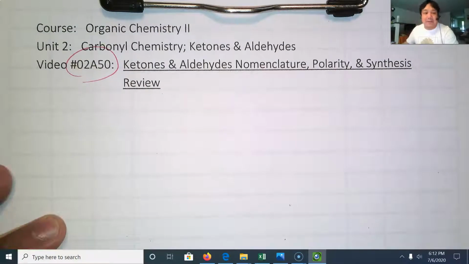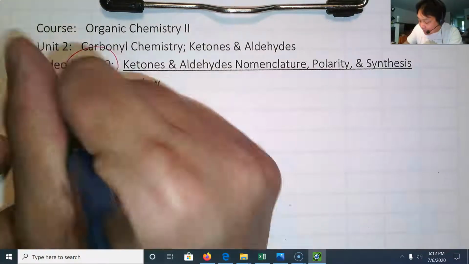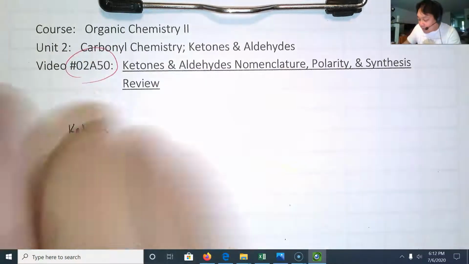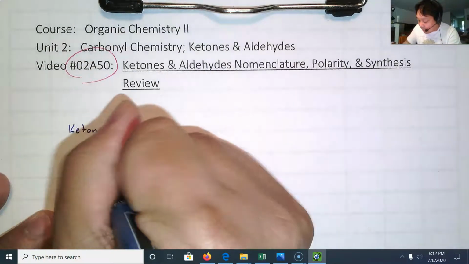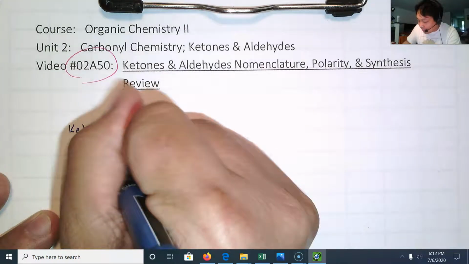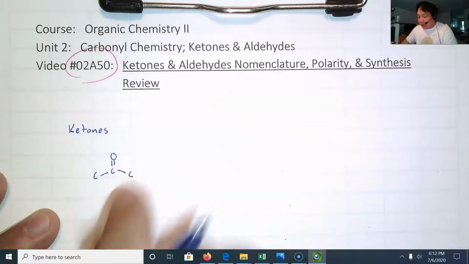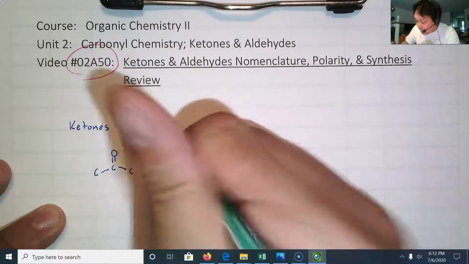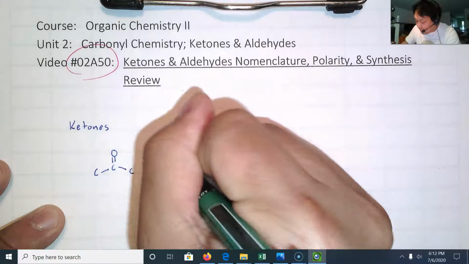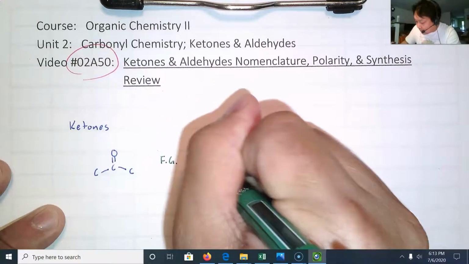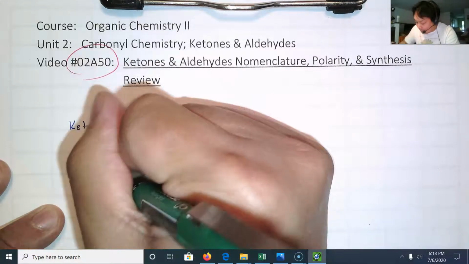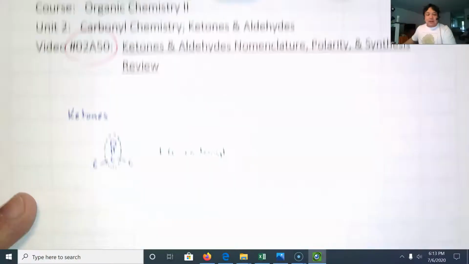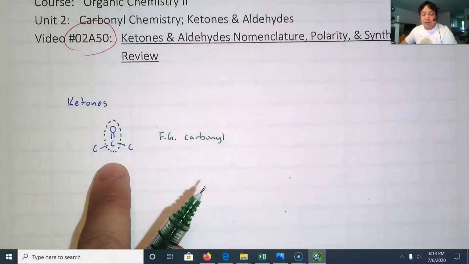So let me just draw you a couple of examples, and we're going to start with the ketones. The ketone is a molecule that has a carbonyl group, and again, the carbonyl group is literally the carbon-oxygen double bond, and that's the functional group. So the functional group is called the carbonyl, and I'll put a dotted circle around it. The thing with ketones is that on each side of the carbonyl group you have a carbon.